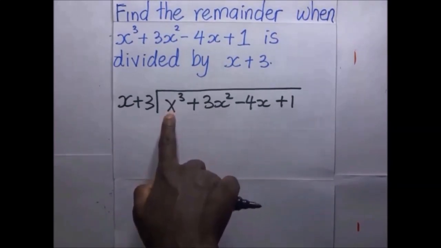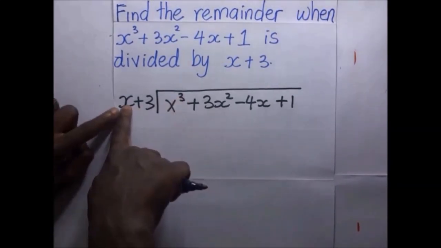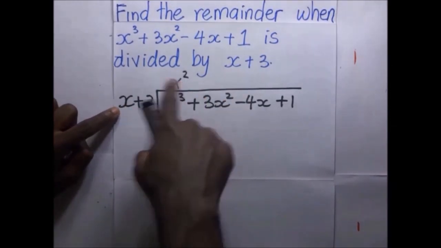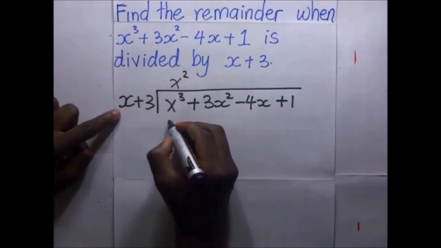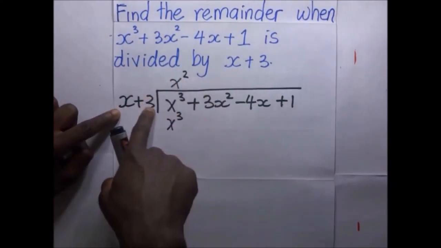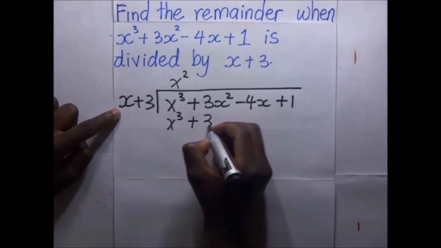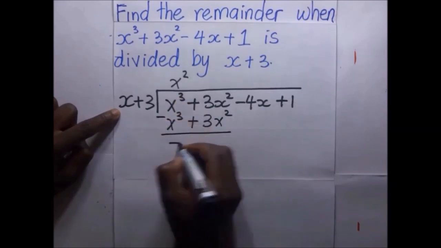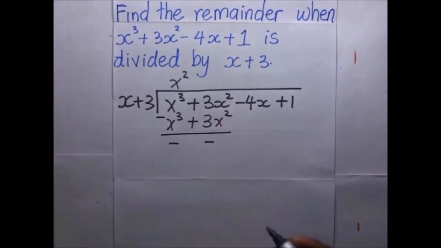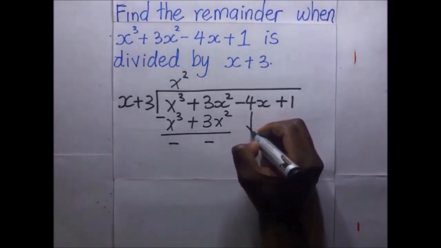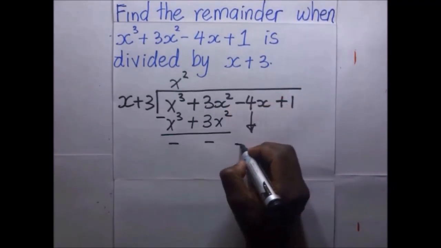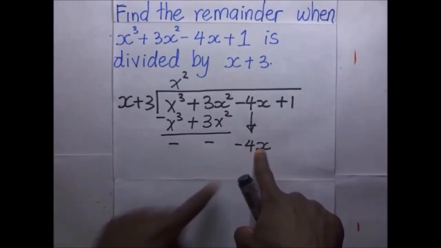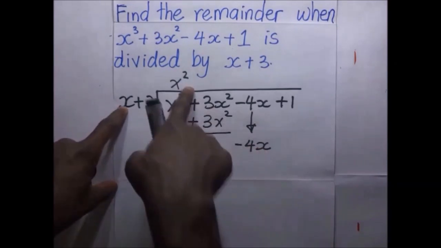So we begin. x cubed divided by x will give us x squared. So x squared times this whole thing: x squared times x is going to be x cubed, and x squared times 3 is going to give us plus 3x squared. When we subtract these two, this minus that will give us 0, this minus that will give us 0. So we pull down the remaining, it's negative 4x, so we bring down negative 4x. We start the process again. Negative 4x divided by x, you get negative 4.